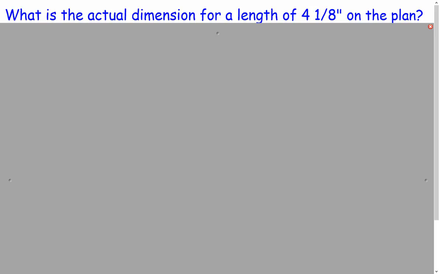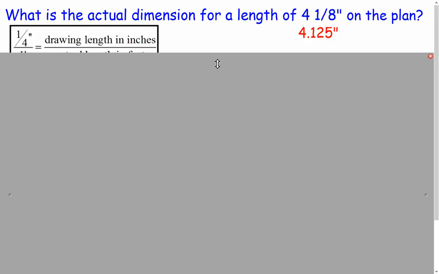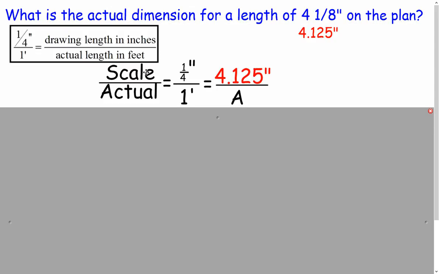Here's another example. What's the actual dimension for a length of 4 1/8 inches on a plan? Okay, we have that same scale that we had before, scale over actual, a 1/4 inch over 1 foot. 4 1/8 inches is 4.125 inches. Remember, if you can't remember that, you do 1 divided by 8 on the calculator and you'll get 0.125.